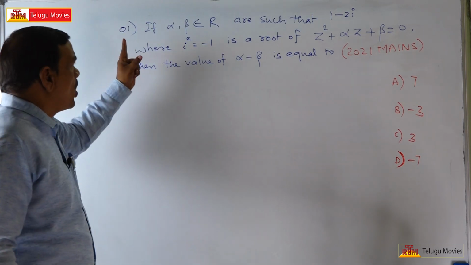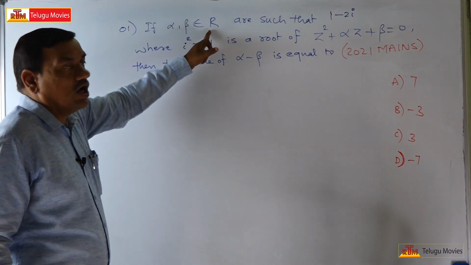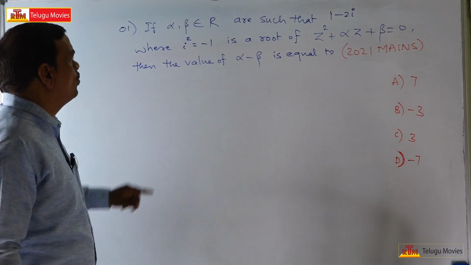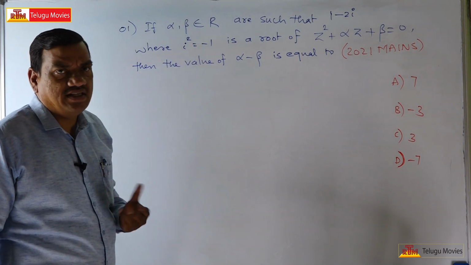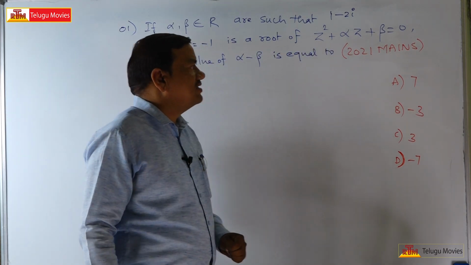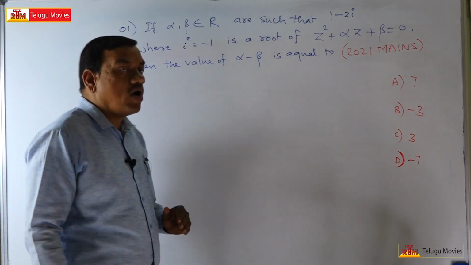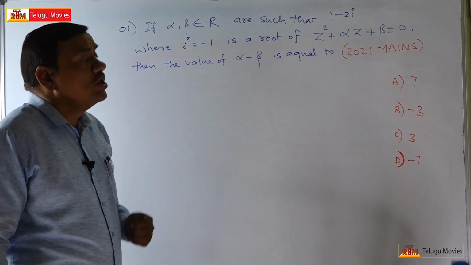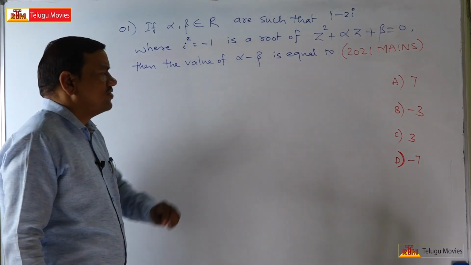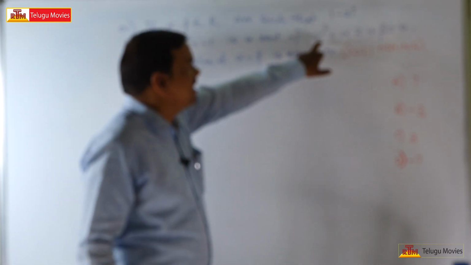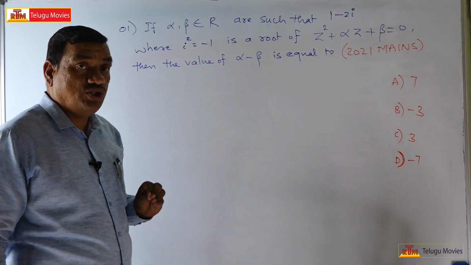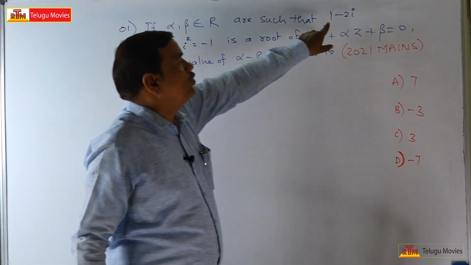The first problem is: if alpha and beta belong to R, that means both alpha and beta are real numbers, such that 1 minus 2i, where i squared is equal to minus 1, is a root of z squared plus alpha z plus beta equal to 0, then the value of alpha minus beta is equal to. This question was asked in the 2021 Mains examination. Options are also readily available. It is a very easy problem. A quadratic equation z squared plus alpha z plus beta equal to 0 is given, and one of the roots is 1 minus 2i.